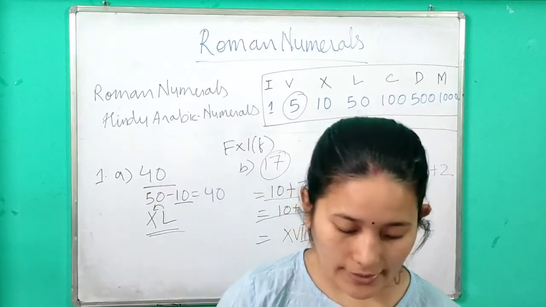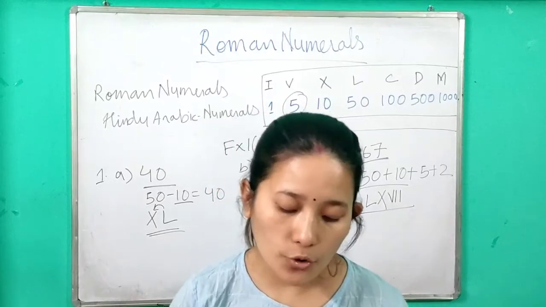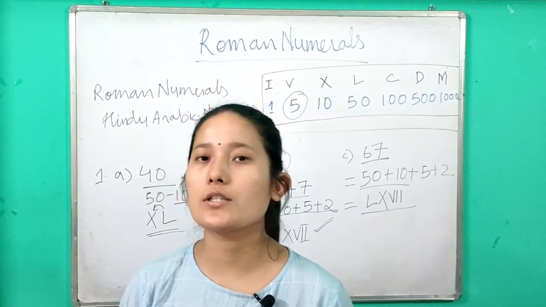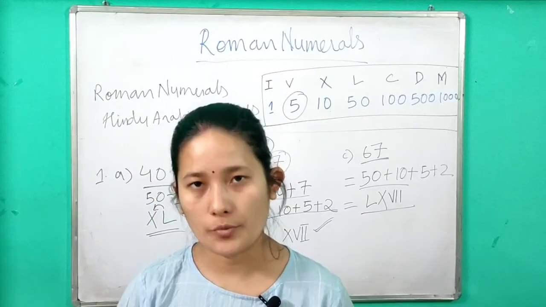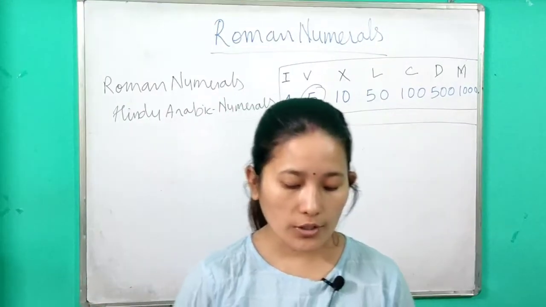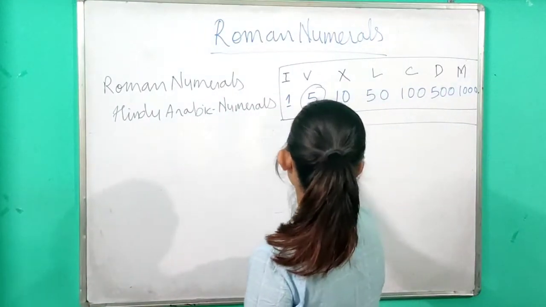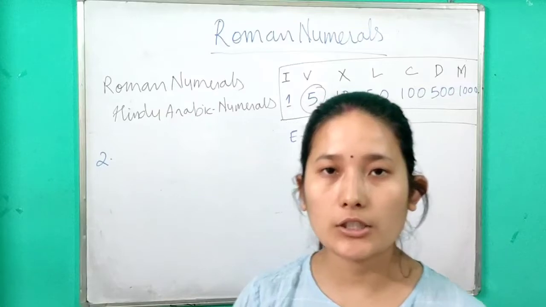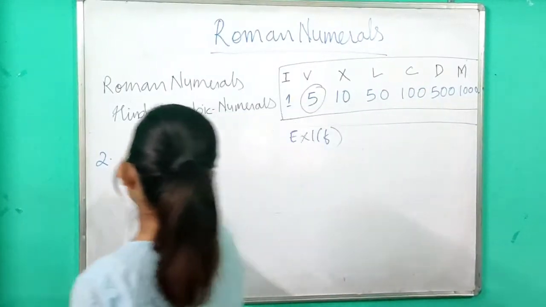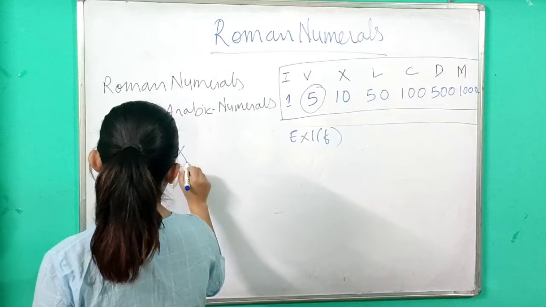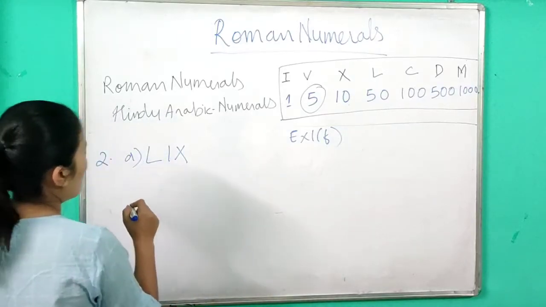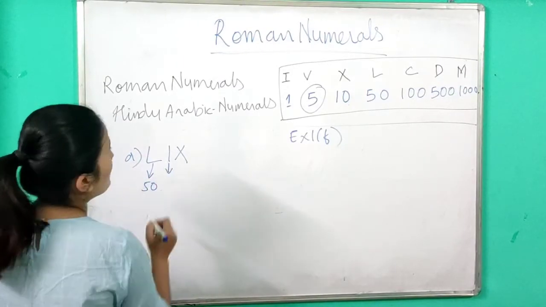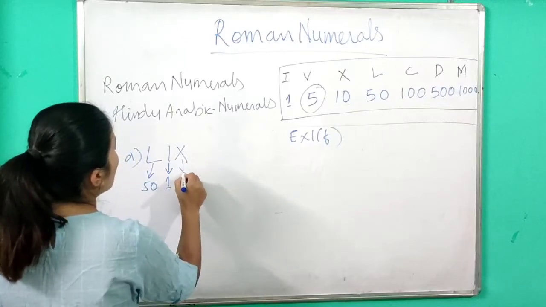Now next we will be doing question number 2, that is, write the following Roman numerals as Hindu Arabic numerals. That means you are given Roman numerals and you have to convert them into Hindu Arabic numerals. So let's do exercise 1F, question number 2. Let's take question number 1, LIX. First write this number according to the symbols. L means 50, I means 1 and X means 10.